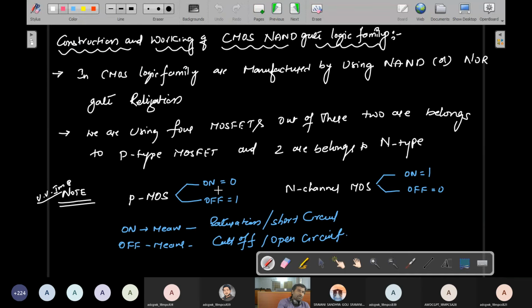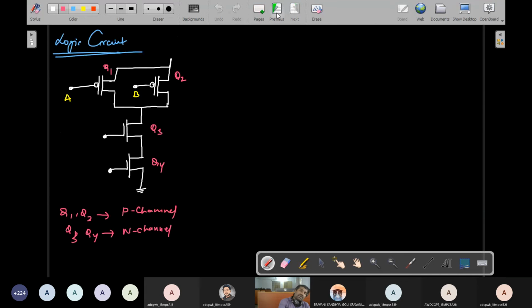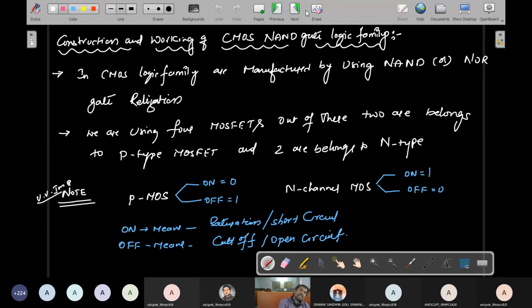PMOS is operated when the input is equal to 0. So if you give 0 digital value to this PMOS, then it is going to be saturated. If 1, meaning a high value, is given to this PMOS, then it is in off state. Okay, you remember the p-type. And what is the n-type? Just quite opposite in n-type channel.